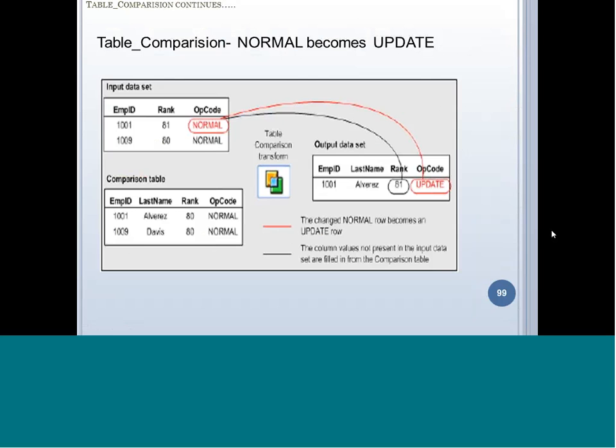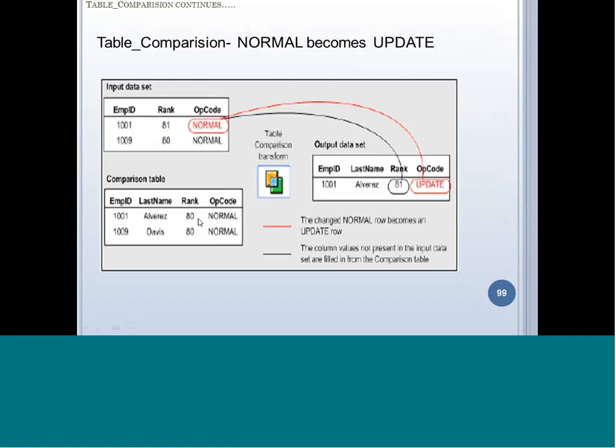Now we will see something called an input data set and comparison table. Again, we're comparing 1001 in the source and 1001 in the target. Similarly, 1001 with 1009. It says that 1001 is there in the source and also 1001 is there in the target system. Whenever it compares the rows between source and target, it realizes that, instead of 81, it is there in 80.